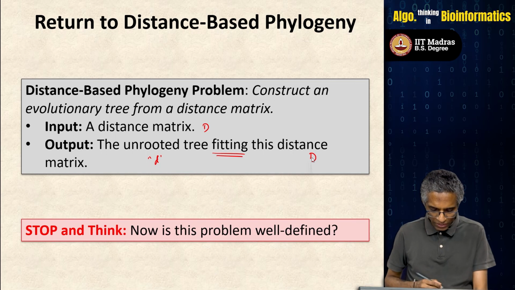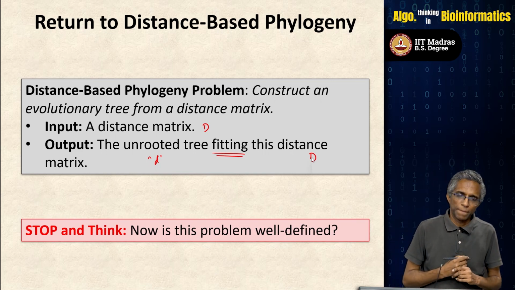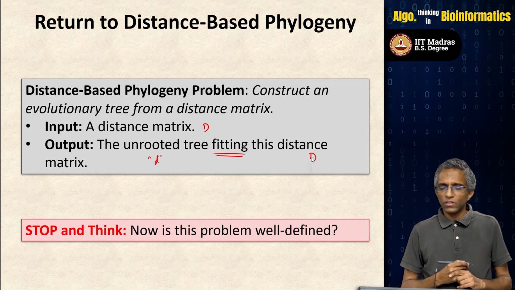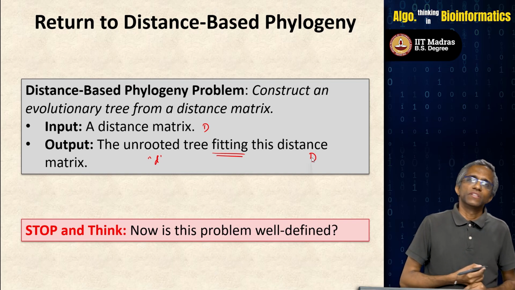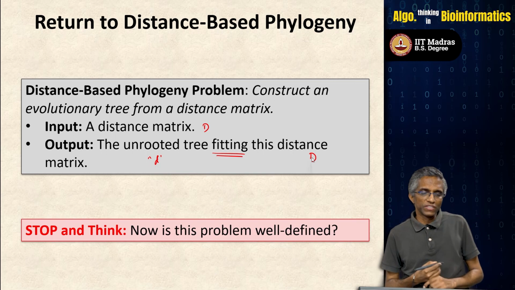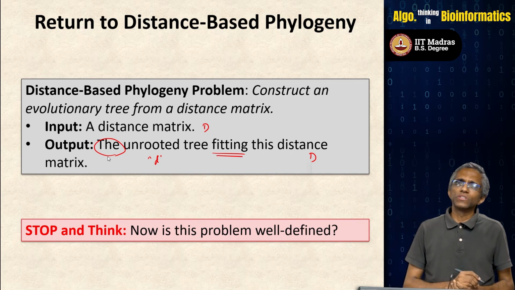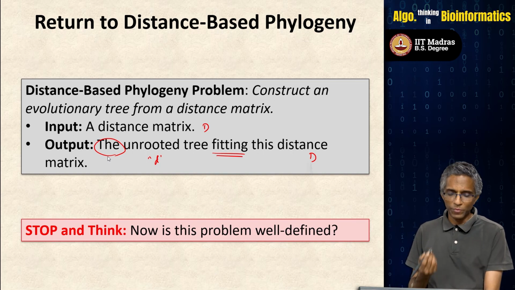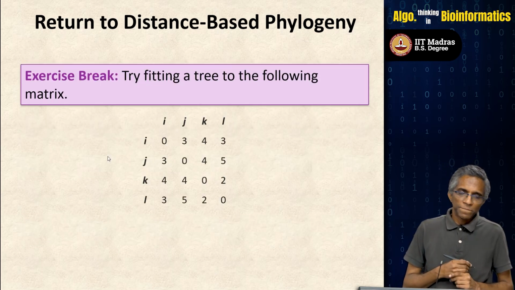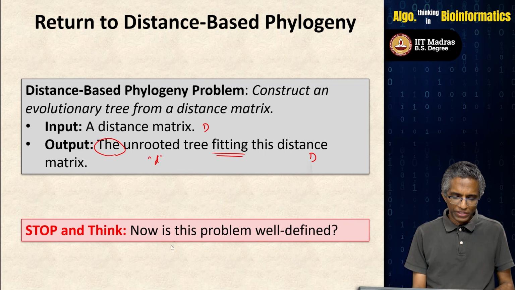Okay. Now the question again is, is this problem well defined? We have clarified what fitting is. Can you stop and see if this problem is well defined? Specifically, will there always be one tree that will fit this distance matrix, or can there be multiple trees that will fit this distance matrix? Is there any ambiguity still in the problem? We are saying the unrooted tree fitting this distance matrix. Is it always only one unrooted tree, or can there be many unrooted trees fitting a particular distance matrix D? That is one issue. There may be other issues also. Let us just look at it. And also another thing, the one thing I said is ambiguity.